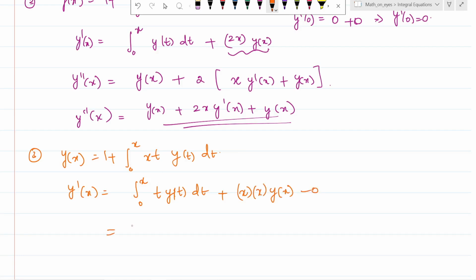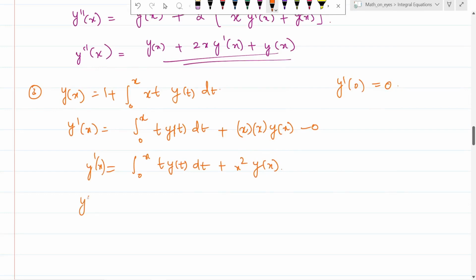So y'(x) is equal to integral 0 to x t into y(t) dt plus x squared into y(x). When you check the initial condition, y'(0) is giving you 0 here and also 0, so it is satisfying the condition.